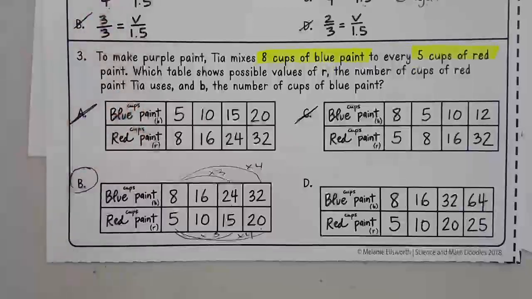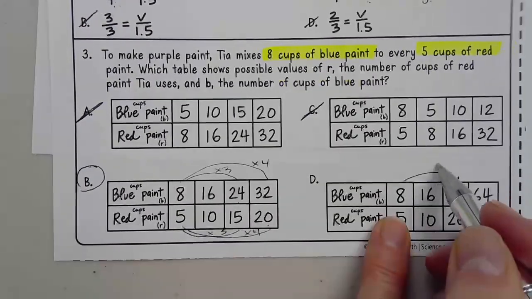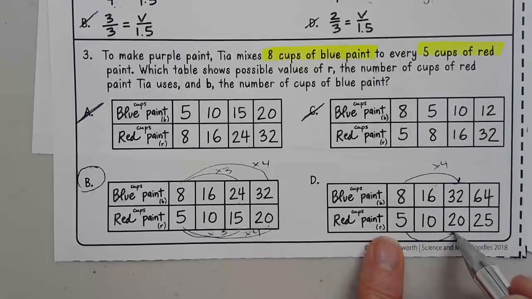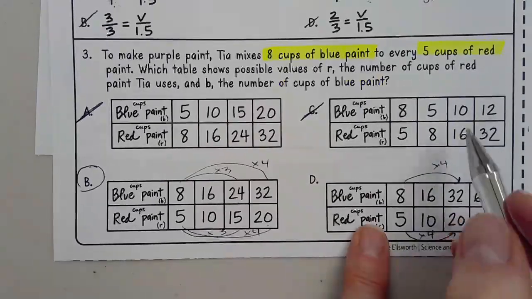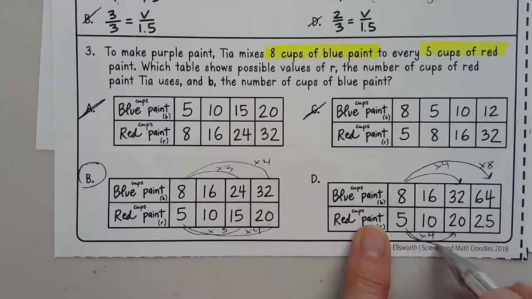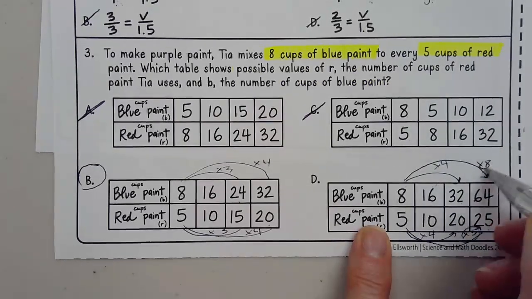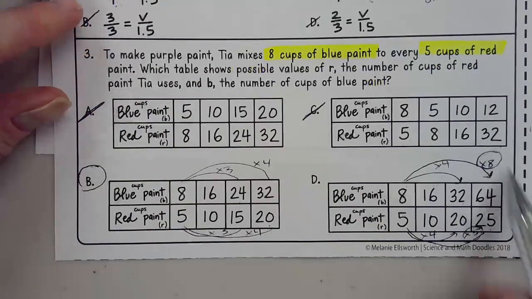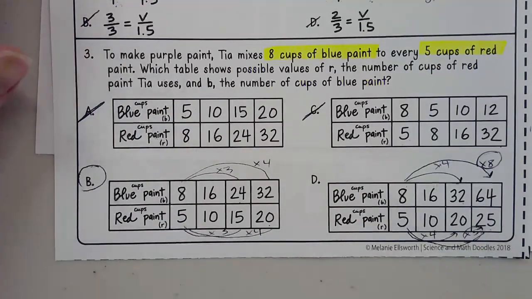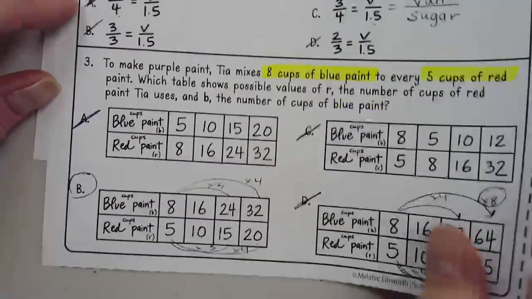Let me look at this next one. I know that this is the same. So if I look at 8 to 32 is times 4, 5 to 20 is times 4. Well, that looks okay. But then if I go from 8 to 64 is times 8, 5 times 8 is not 25. That's times 5. So I can't have two different numbers. It has to be the same scale factor for both to keep it a proportion. So D does not work.